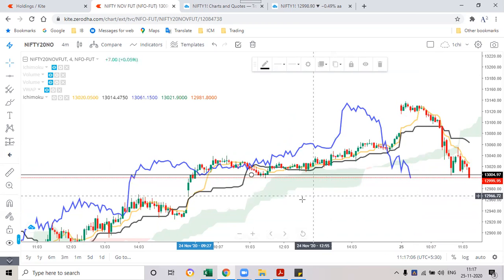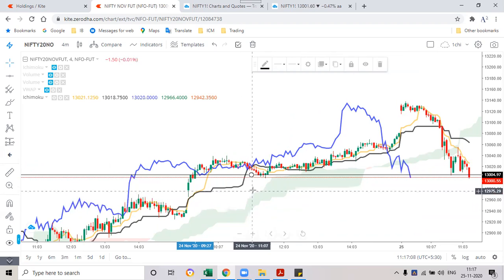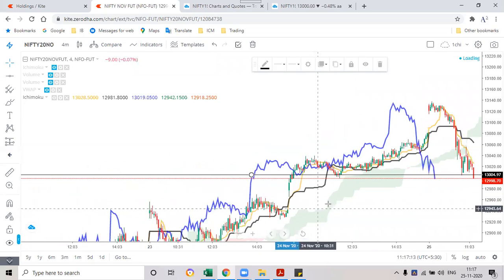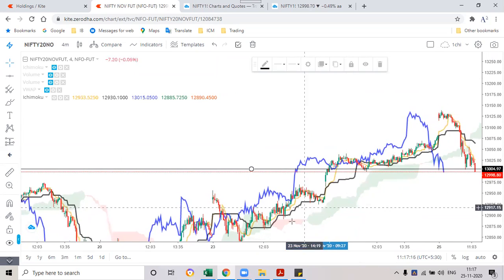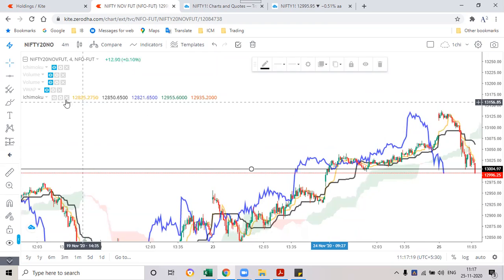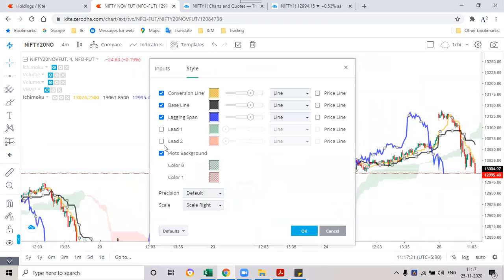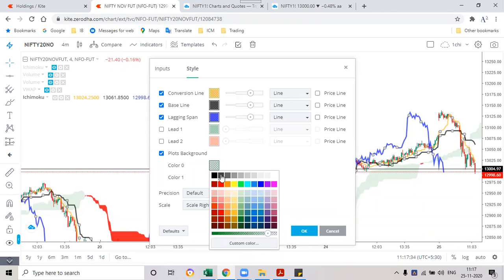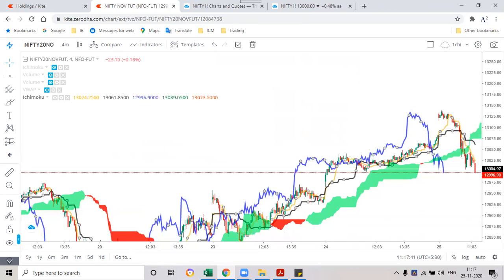Now, when do we buy using this particular system? First thing, like I told you, the cloud color, if it is bearish, it is red color. If it's not visible, I'll make it a bit red for you. Select the lead one, go to the colors here and make it a bit red. See here, this is the bearish cloud, and then you can make this green. It will be green by default, but you can make it a bit greener. Okay. Now, when do we buy it?